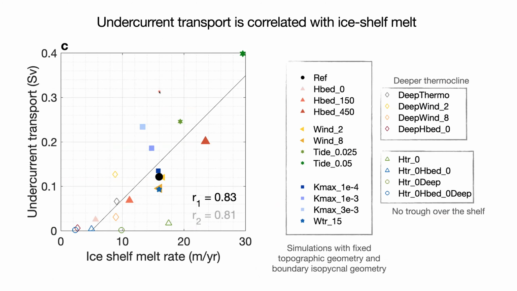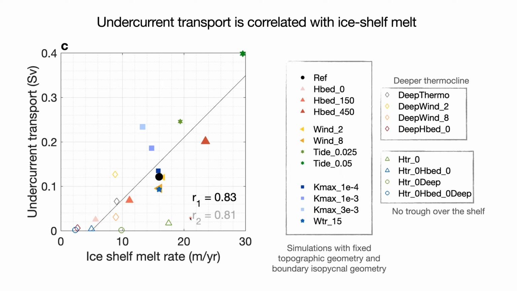We conducted perturbation simulations with varied winds, tides, diapycnal diffusivity, bedrock elevation of the continental shelf, and width of the trough. We additionally ran simulations with a deeper thermocline or no trough over the shelf. There is a correlation between the undercurrent transport and ice shelf melt.